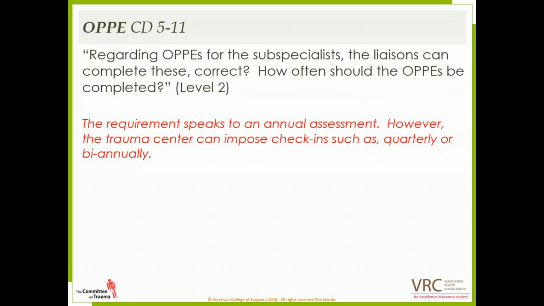Regarding OPPEs for the subspecialist, the liaison can complete these, correct? How often should the OPPEs be completed? As I mentioned before in a previous slide, the OPPEs for the subspecialist will be performed by their respective directors or liaisons, and how often they're done will be determined by the center. The criteria speaks to an annual assessment. However, as a trauma center, you can determine whether this will be something that you'll do quarterly or biannually, especially if you have surgeons who are having challenges with their performance. You can do it on a monthly basis if you want, or quarterly or biannual, as I mentioned, but the criteria speaks to an annual assessment.